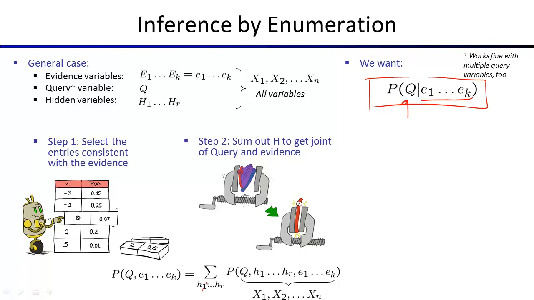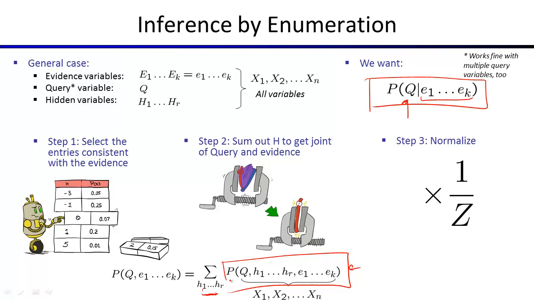Formally, it looks like a summation. You sum over all possible instantiations of your hidden variables, this quantity here. Note that everything over here corresponds to entries in your original table. And then you compute Z and you normalize.